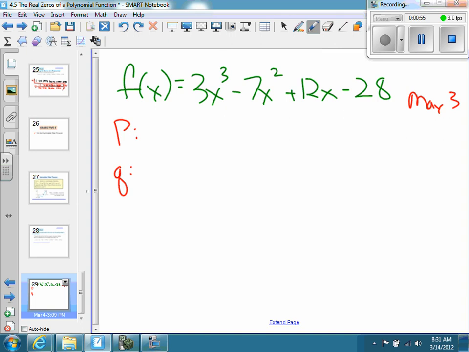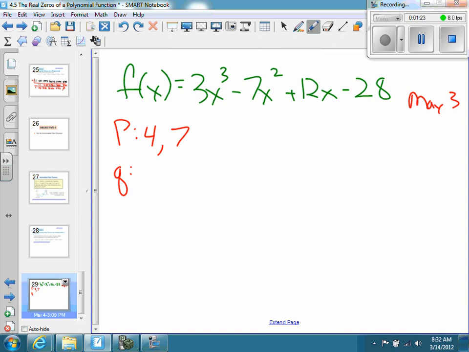What are our possible p's? 4 and 7. No, P is at the back. Q is in the front. Don't ask me why. It would make more sense if P was in the front and Q was in the back from an alphabetical standpoint, but it's not.